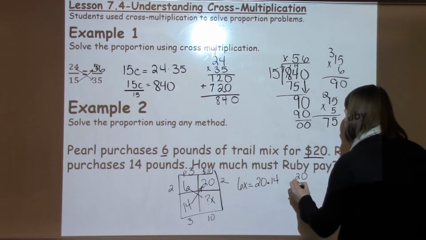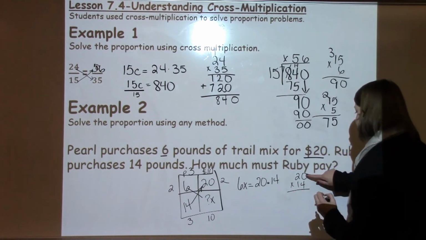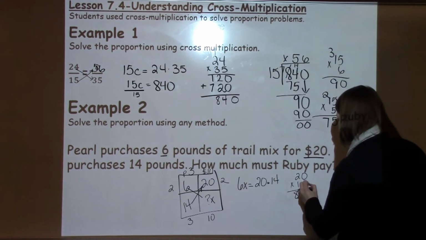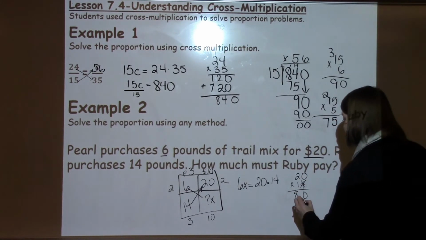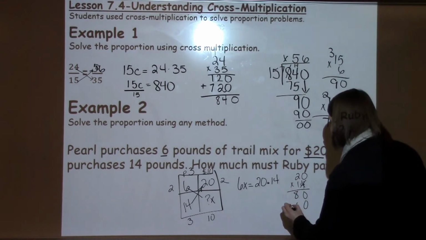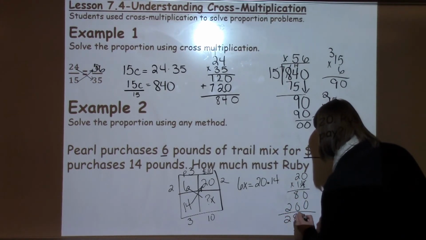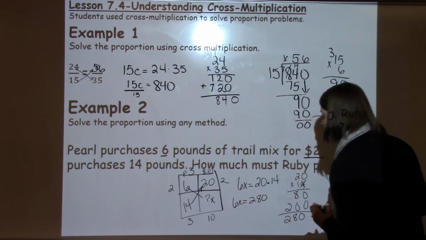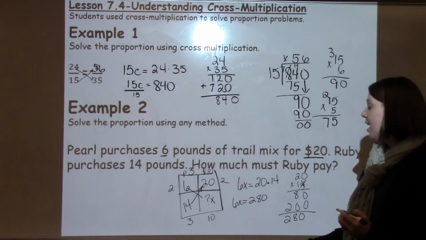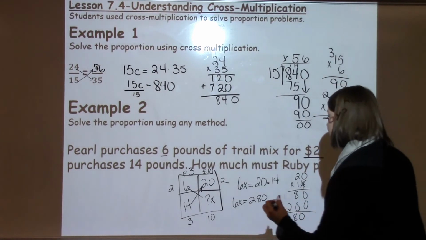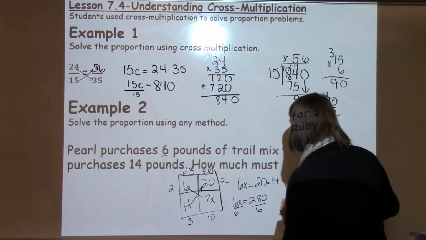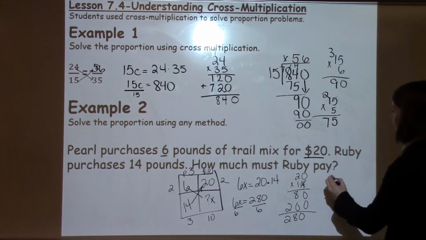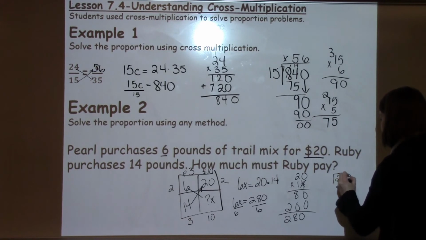So when I take 20 times 14, I'm going to take 0 times 4, which is 0, 2 times 4, which is 8. Put my 0 down. 0 times 1 is 0, and then 2 times 1 is 2, for an answer of 280. So now I know 6x equals 280. Again, I'm going to go ahead and isolate the variable, which means I'm going to divide by my 6. So I have to take 280 divided by 6. I'm going to go ahead and write this right over here. I have 280 divided by 6.